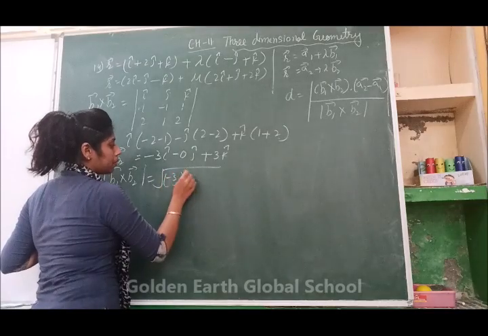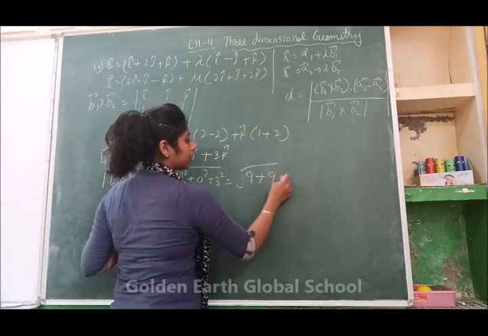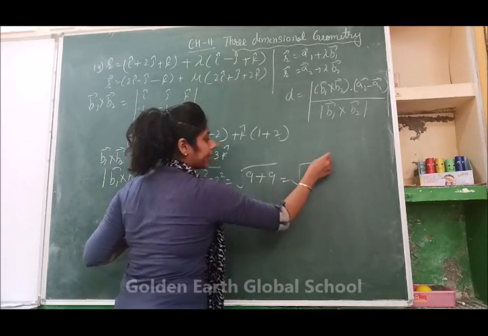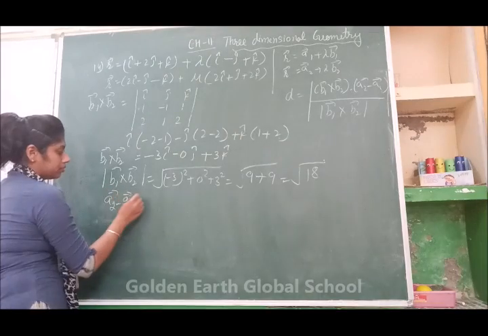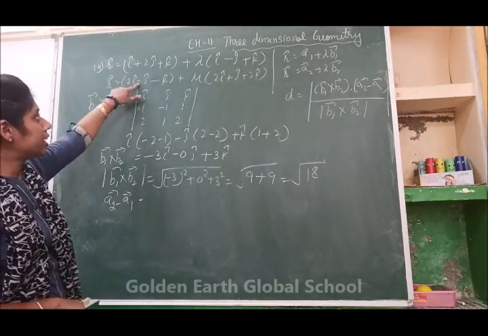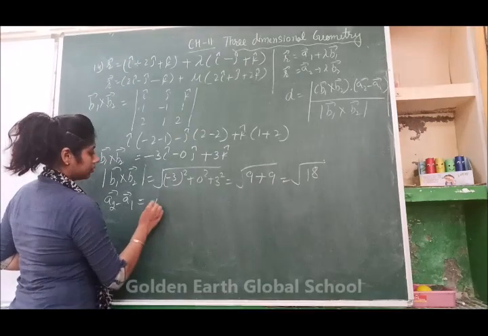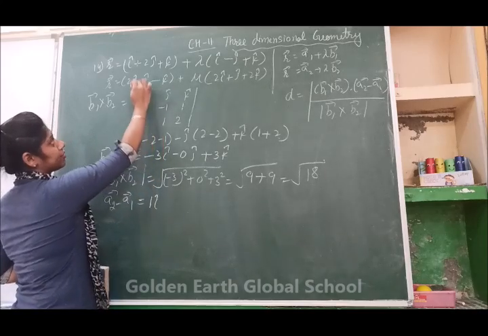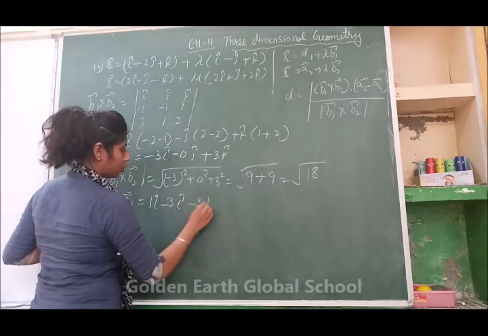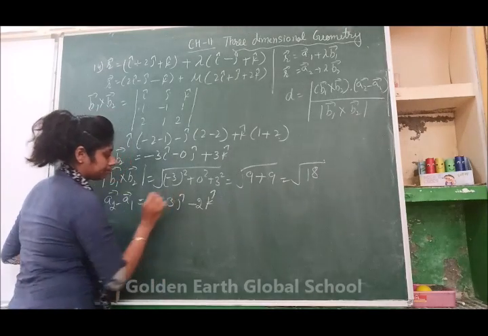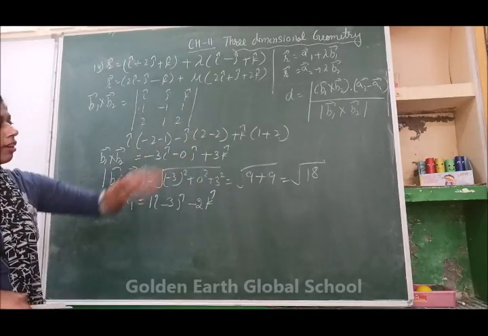Minus 3 squared plus 0 squared plus 3 squared. So we get 9 plus 9, that is root 18. Clear? Now you have to find a2 minus a1. Position vector of this minus this. 2 minus 1, 1i. Minus 1 minus 2, minus 3j. Minus 1 minus 1, minus 2k. Sorry, here this is j. 1i minus 3j minus 2k. Now put these values in the formula.